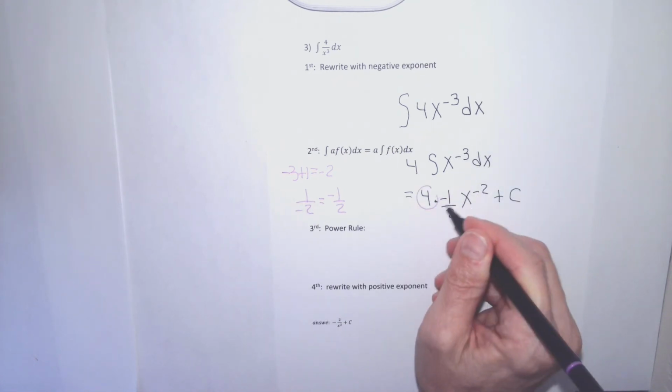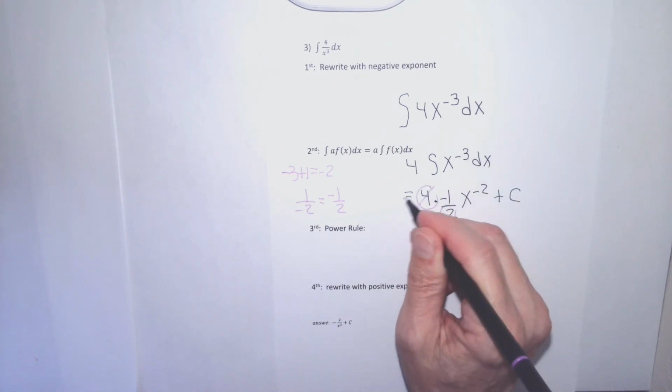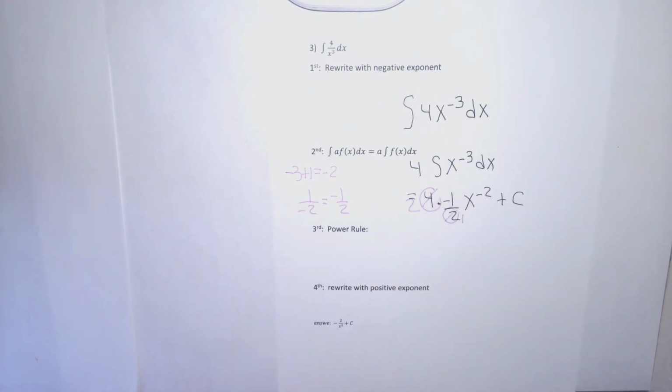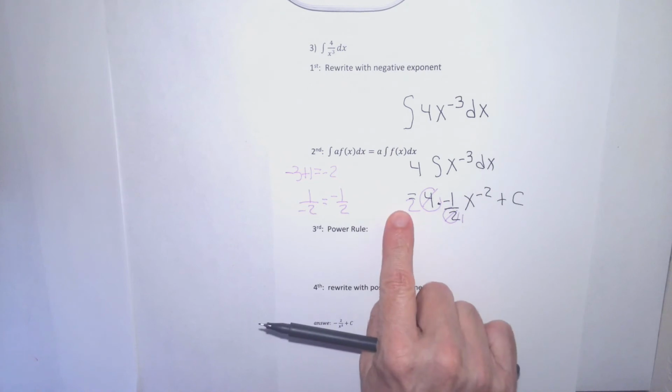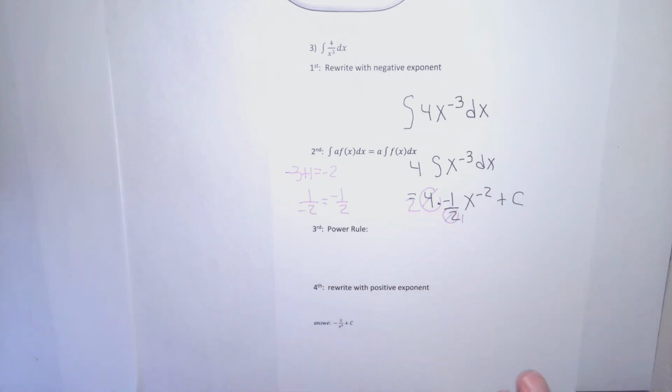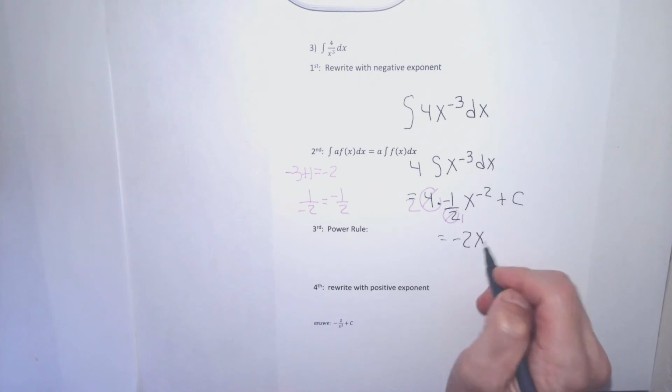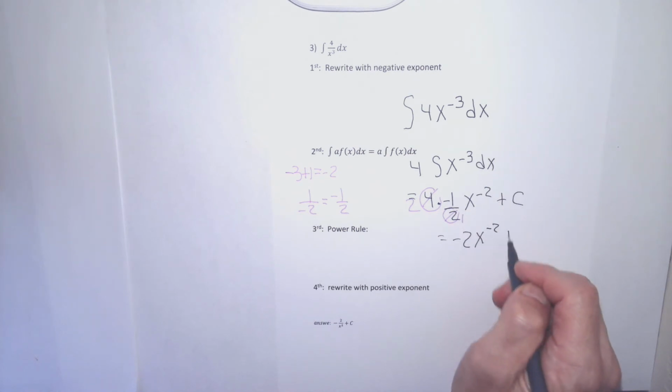So this 4 and this 2 cancel. 4 divided by 2 is 2. 2 divided by 2 is 1. Fraction is gone. Now I'm going to go 2 times negative 1 and get negative 2. X to the negative 2 plus c.